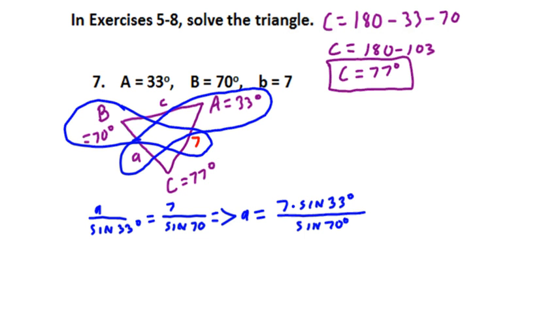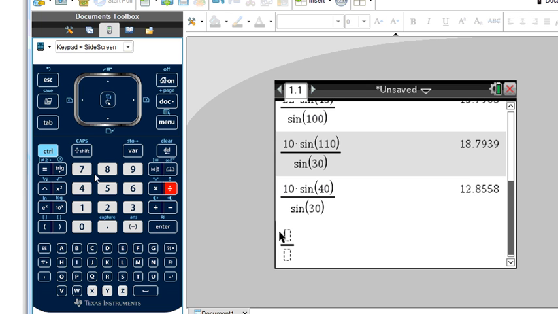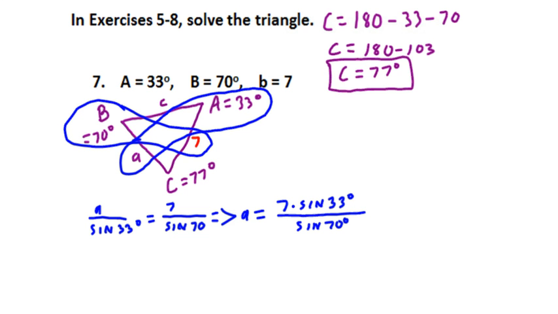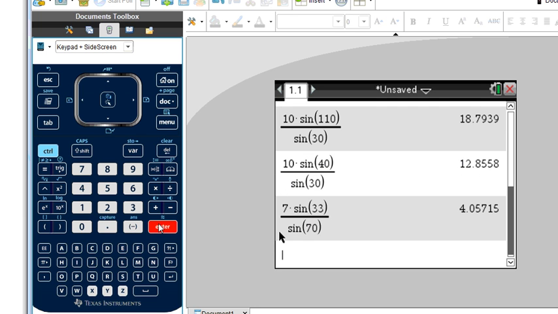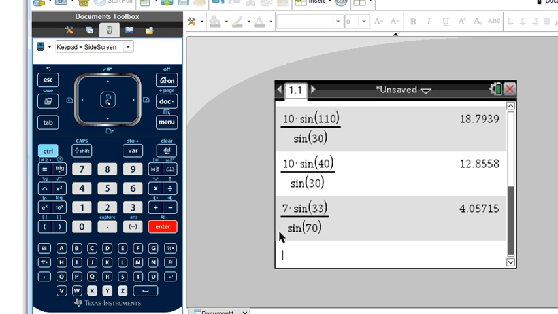And so going to our calculator, we have 7 times the sine of, just to be sure, 33 degrees, over the sine of 70 degrees. And so we get 4.057, rounded to the thousandths place.